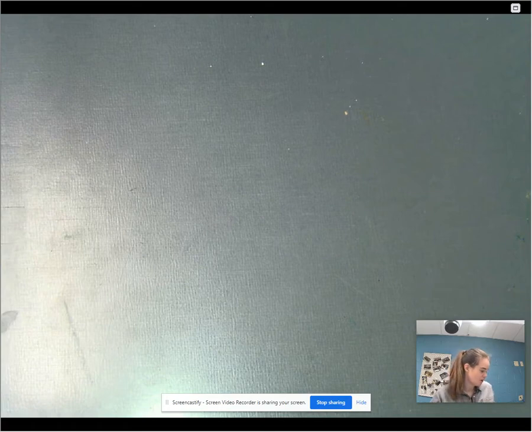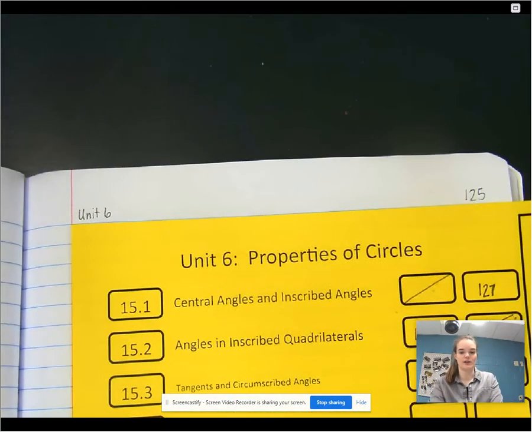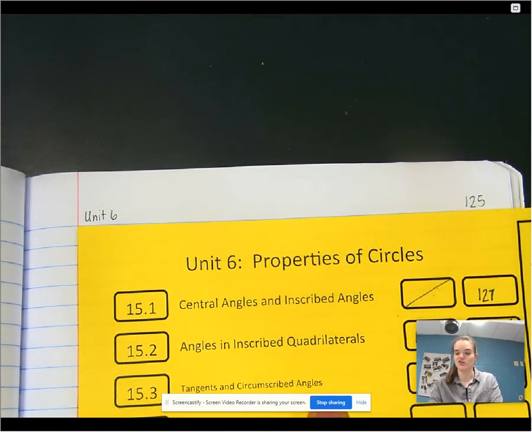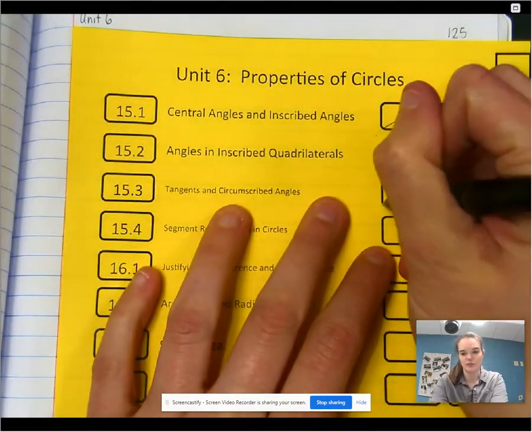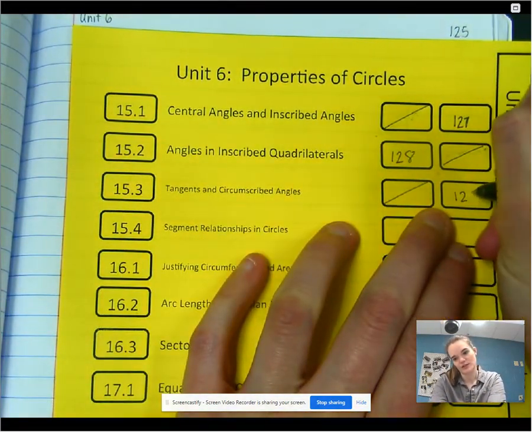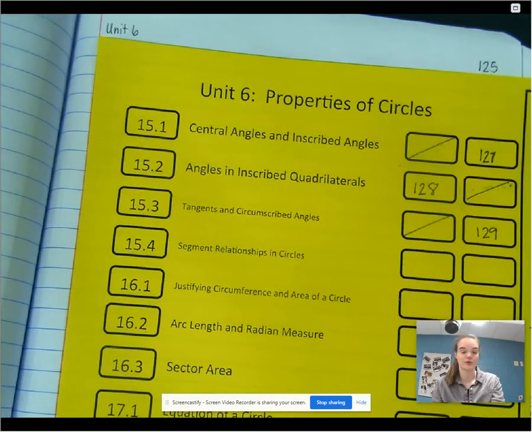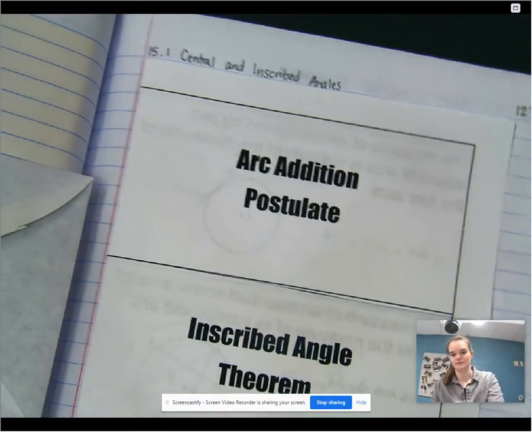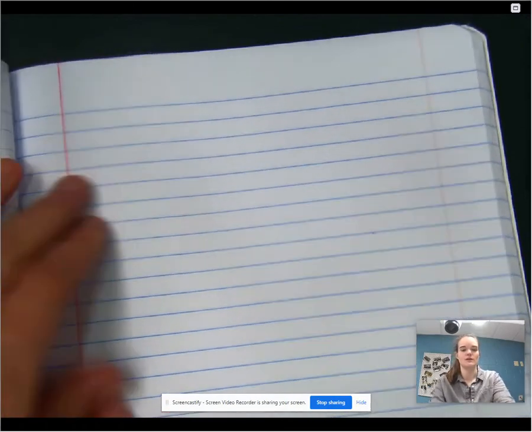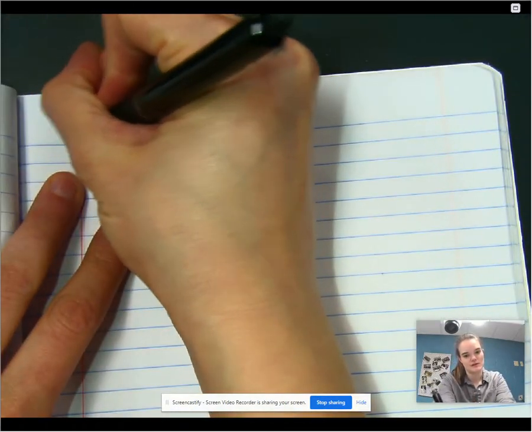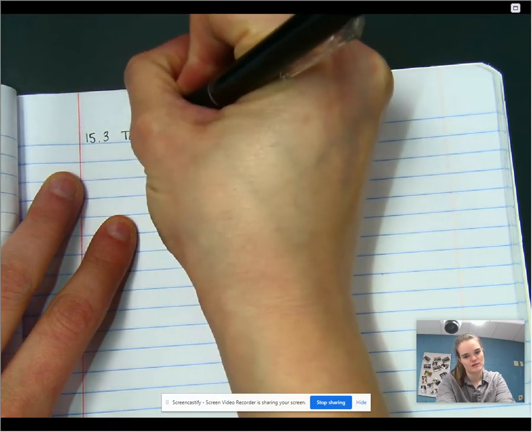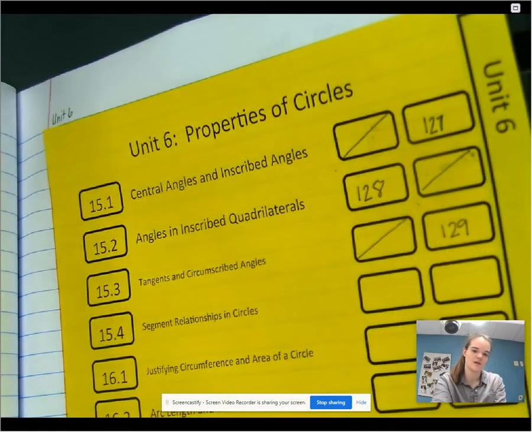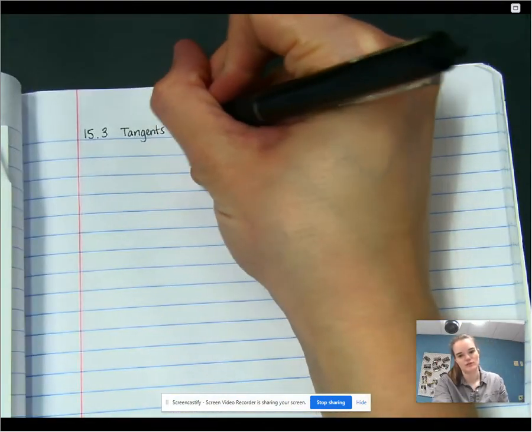All right, today we are working on page 129, and the title for 129 is 15.3 Tangents and Circumscribed Angles, which is why we needed those vocabulary words. So the left one is blank, and it is on 129, okay? 129, so let's go label 129. 15.3 Tangents and circumscribed angles.